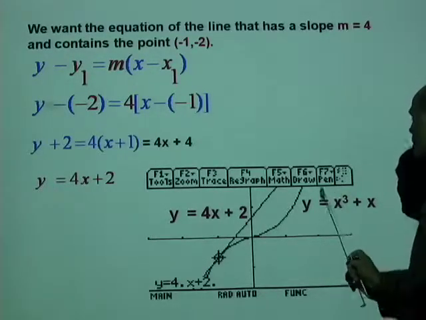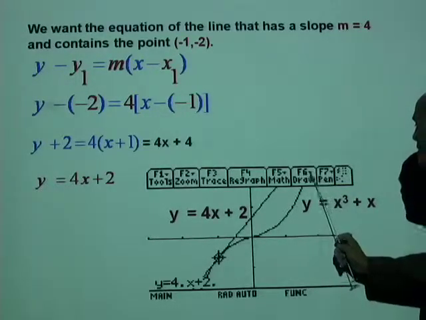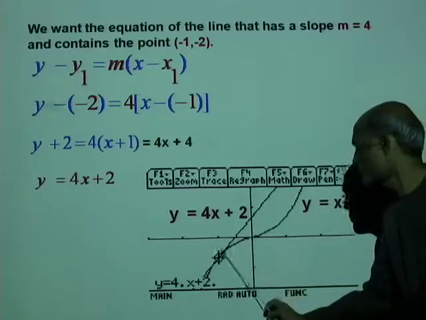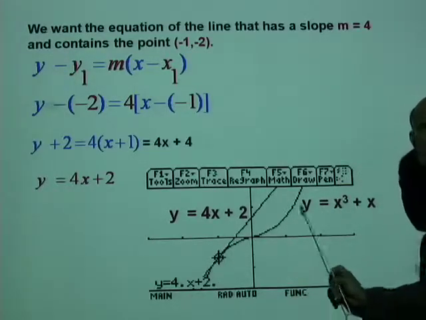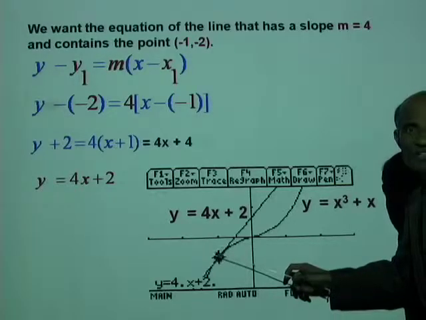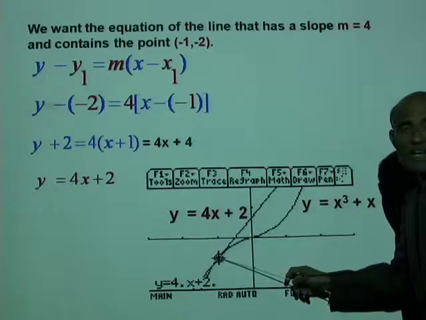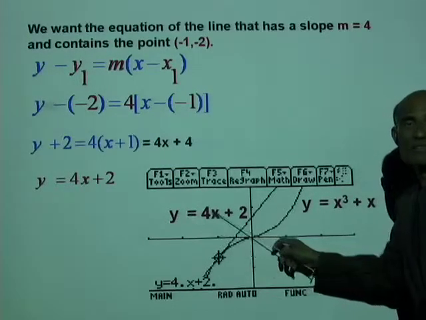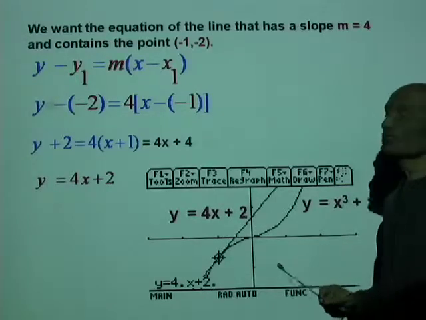There you go. So our function is y equal to x cubed plus x. This is the graph of y equal to x cubed plus x. And the equation of the tangent line at x equal to -1 is y equal to 4x plus 2.